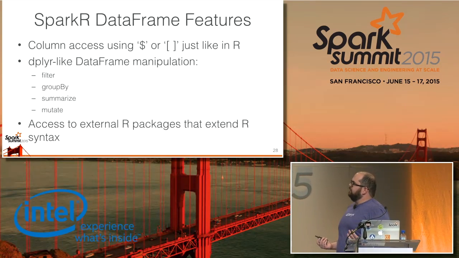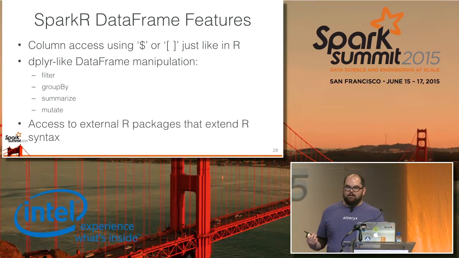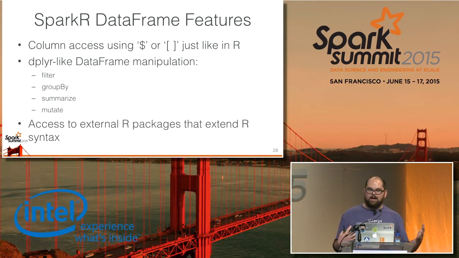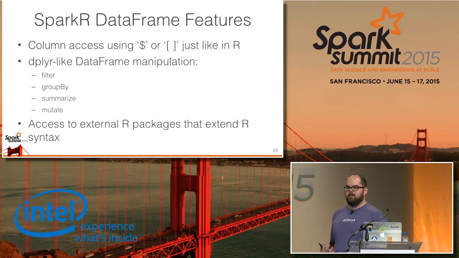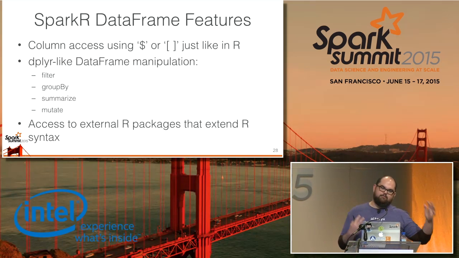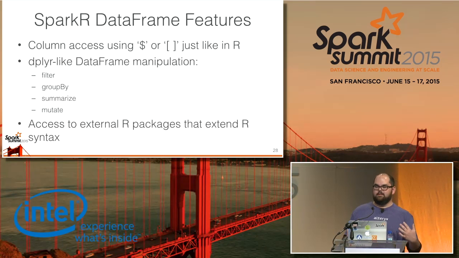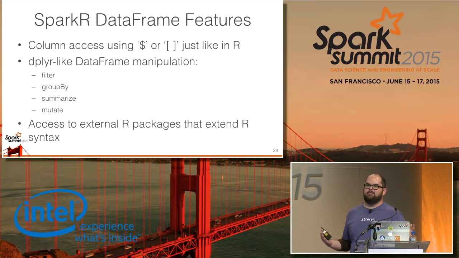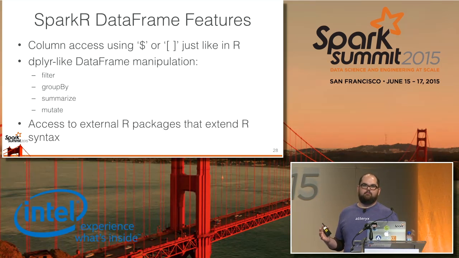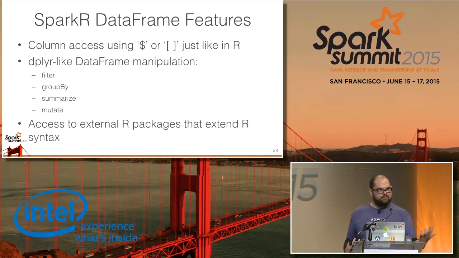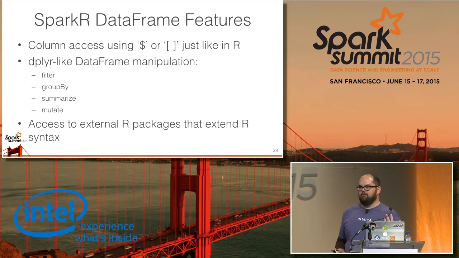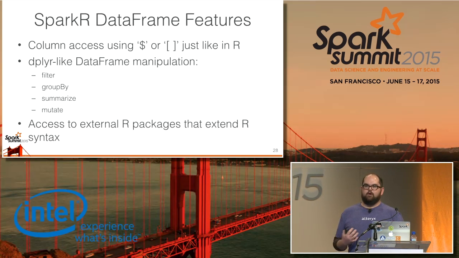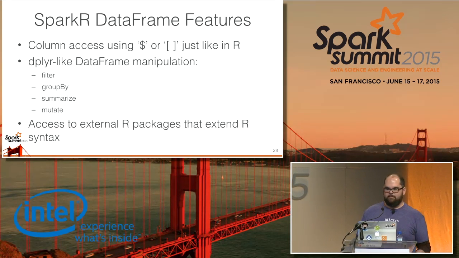So some of the data frame features in SparkR are that you have column access using either the $ or bracket operators, which will be very familiar to anyone who's used to working with R data frames. But we also have data frame manipulation methods that are very similar to dplyr, which is kind of the de facto standard for a lot of predictive work in R. And it has things like filter and group by, same things you see in the regular data frame API, but also things like mutate, arrange, and summarize that work just like they would in regular dplyr.